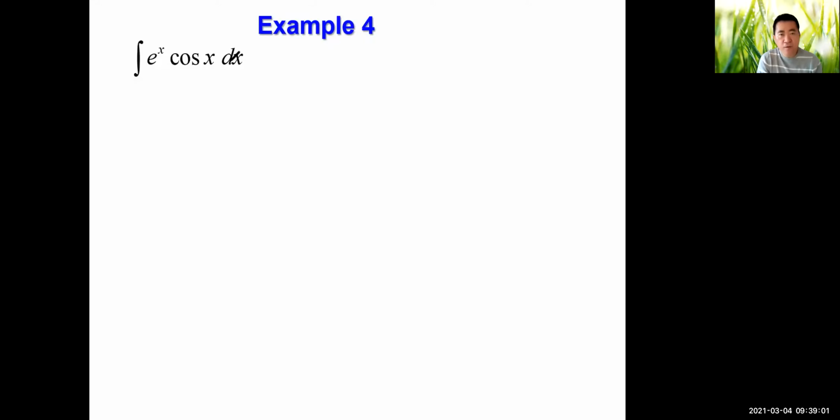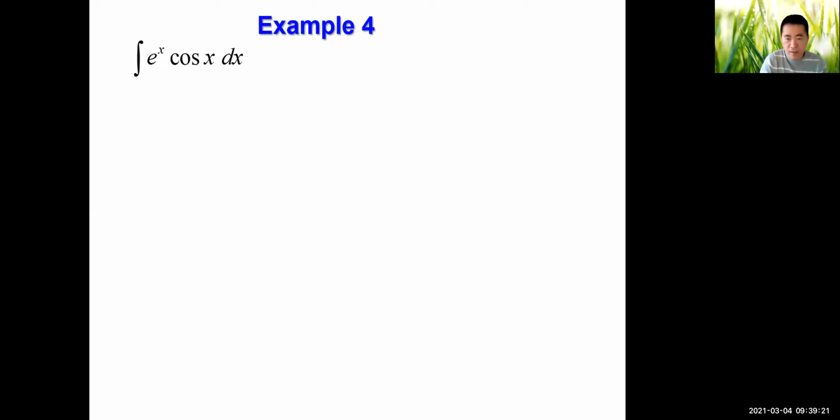This is part 2 of the integration by parts. Let's look at example 4: e to the x times cosine x. As I gave you the LIPET acronym, it helps us choose what is u and what's dv.